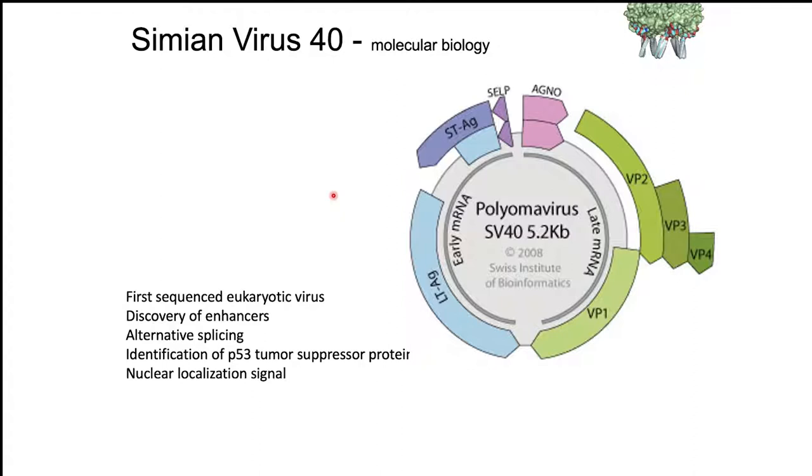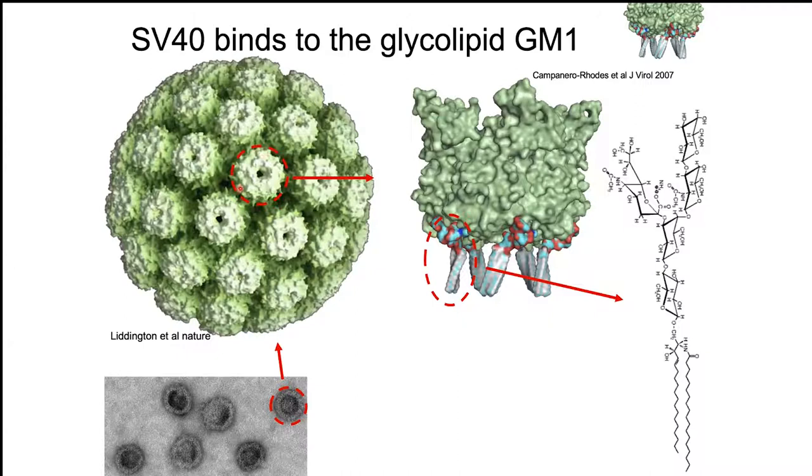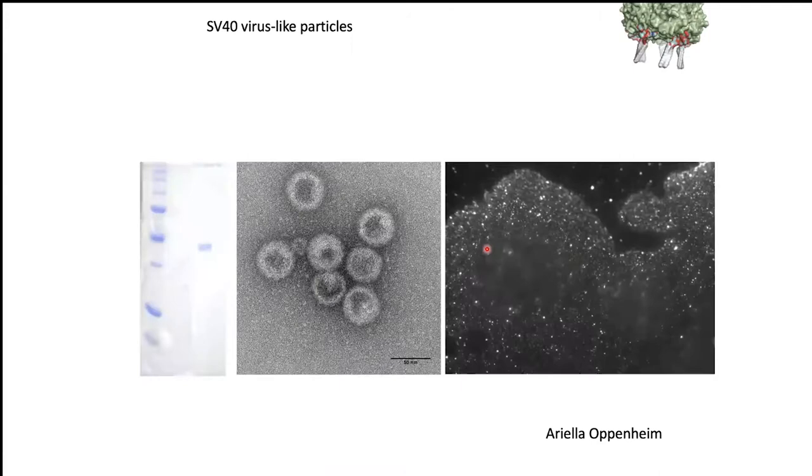This is what it looks like. 72 of these pentameric protein subunits make up the structure. This is from the Harrison lab, the crystal structure. This is what it looks like in electron microscopy. And these pentamers bind very tightly to the glycan moiety of the GM1 glycolipid. You can see here really the protein almost touches the hydrophobic core of the membrane.